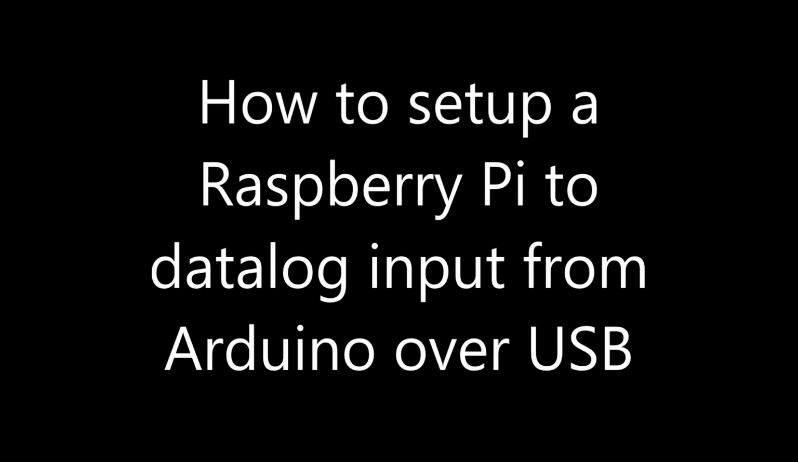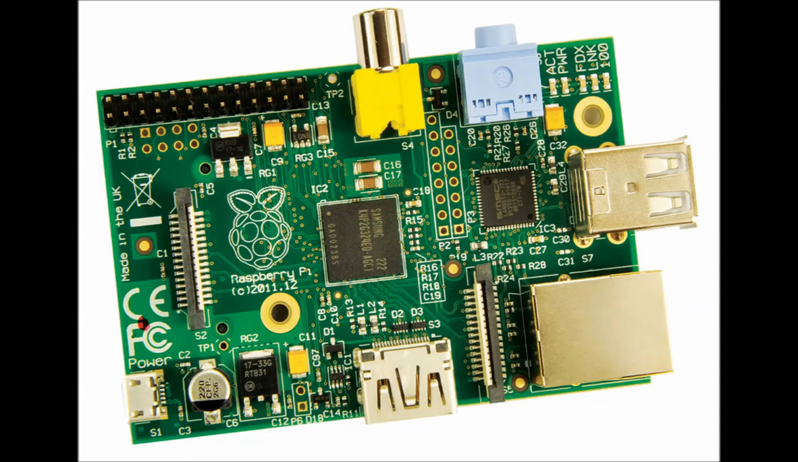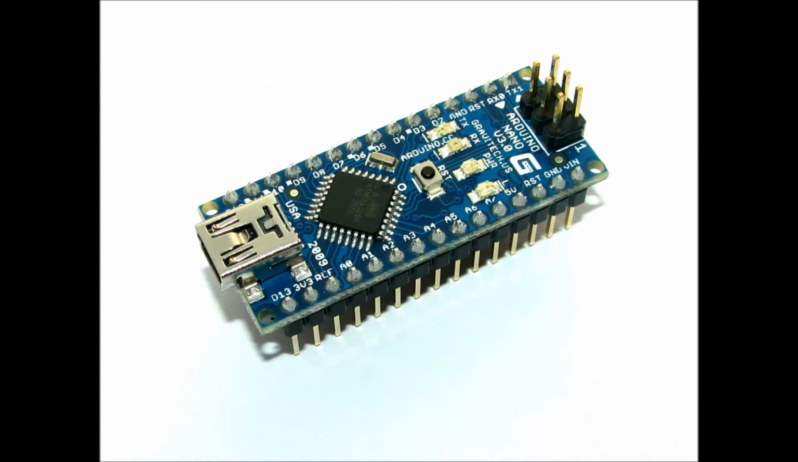So I had a request to go into a little more detail on how I set up the Raspberry Pi to data log from another project that I'm doing. So I made a video here. Parts we're going to need is a Raspberry Pi, an Arduino device. Here's pictured as a Nano.